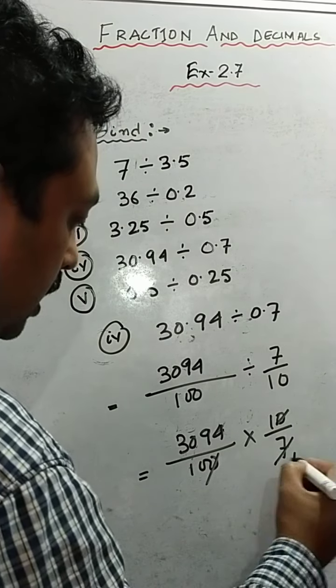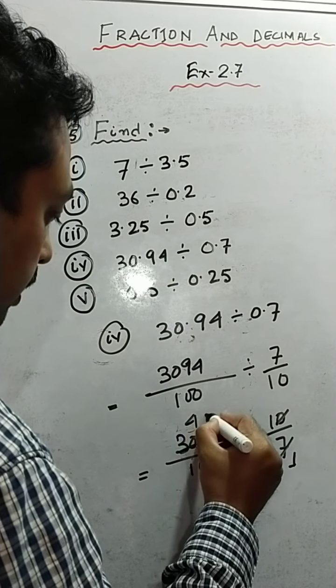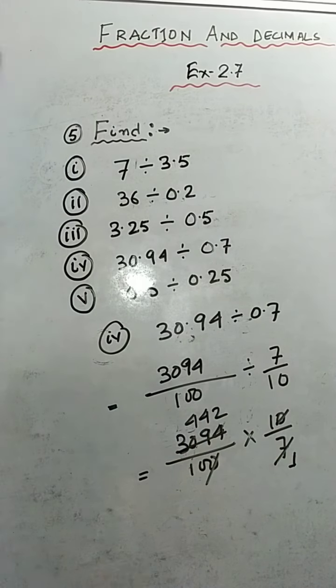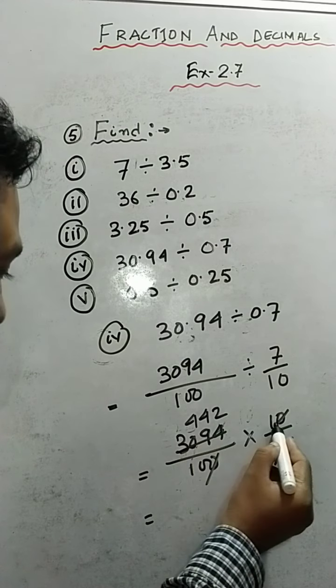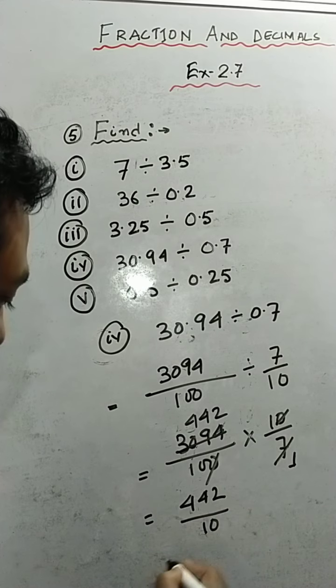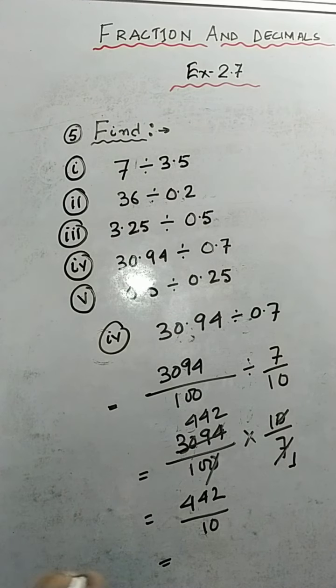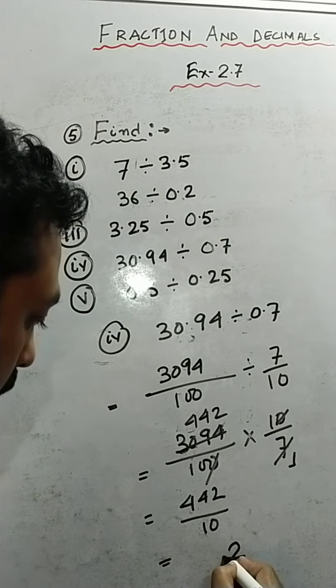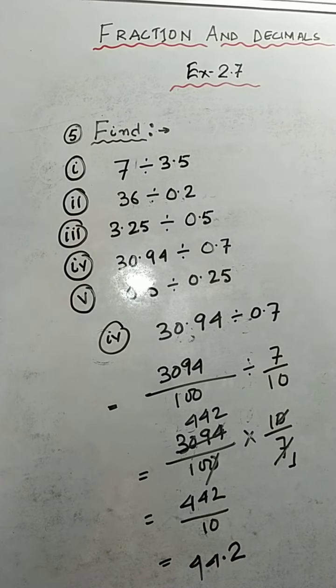So the answer would be, 7 1s are 7, 7 4s are 28, yes, 7 2s are 14. So the answer would be 442. So it will look like 442 into 1 is what? 442. 10 into 1 is what? 10. Now convert this fractional form to decimal form. It will look like 44.2. So the answer is 44.2.